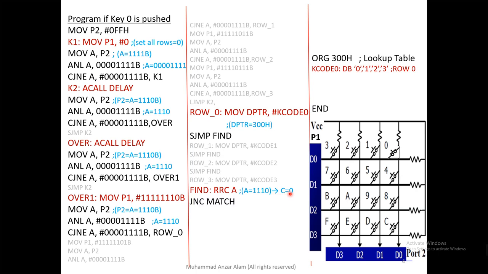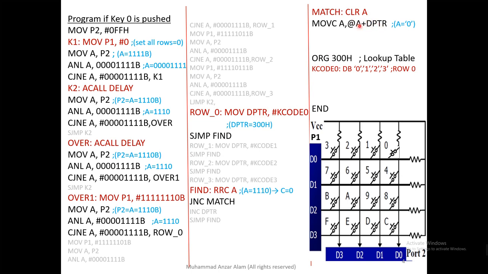What happens next? Jump if not carry to match, or we can alternatively say jump if 0, if carry is 0. Yes, the carry is 0, so it has to jump to match. Where is match? Okay, the match we have here, and the first instruction is clear the accumulator, and the data pointer we have value 300. We have clear the A, so this becomes 0. So data pointer 300 plus 0 will make 300.